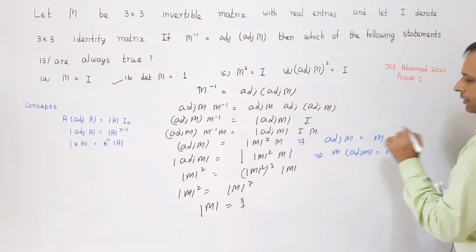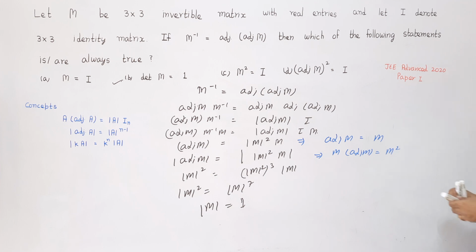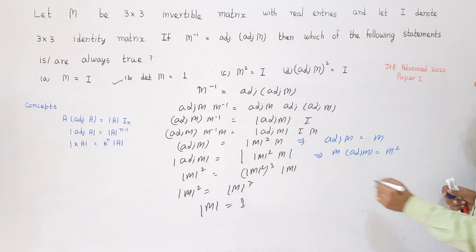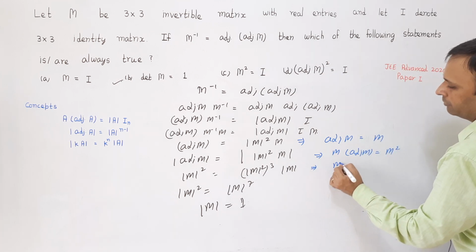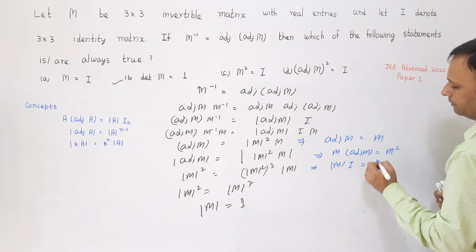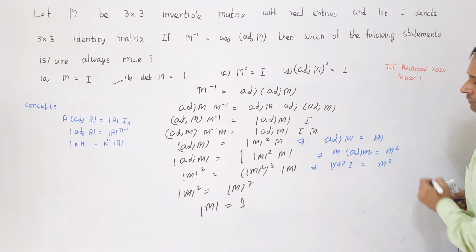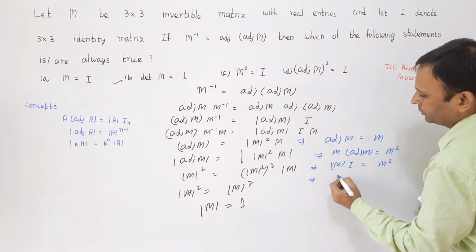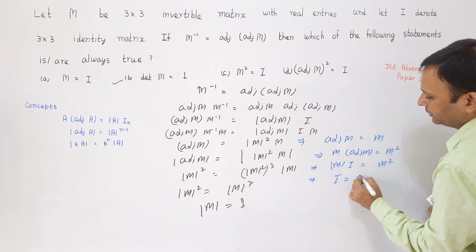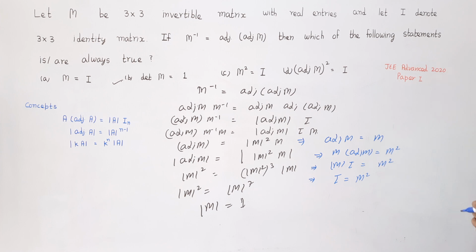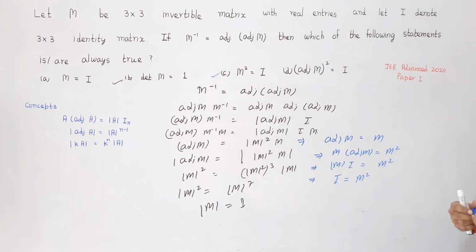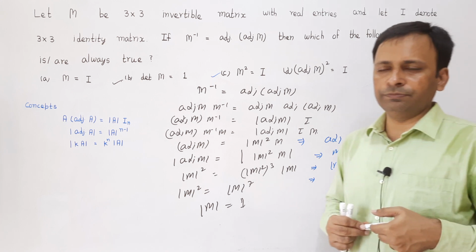If I do the pre-multiplication of M on both sides, M into adjoint of M is nothing but determinant of M into I. So this is determinant of M multiplied by the identity matrix, which will be equal to M square. Now what is determinant of M? Determinant of M is equal to 1. So 1 multiplied by I will be I. So M square is equal to I, which is matching with option C. So option C is also the right answer.